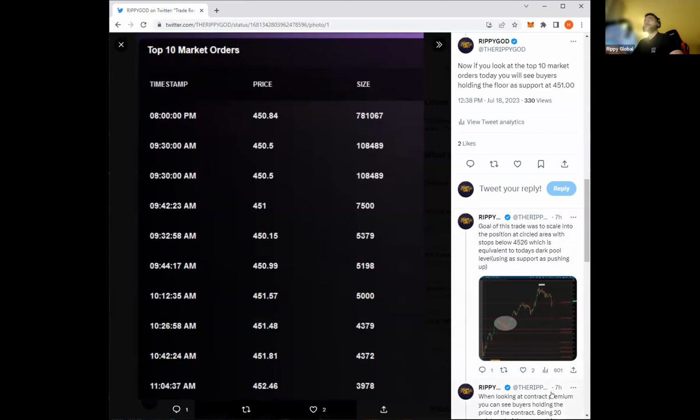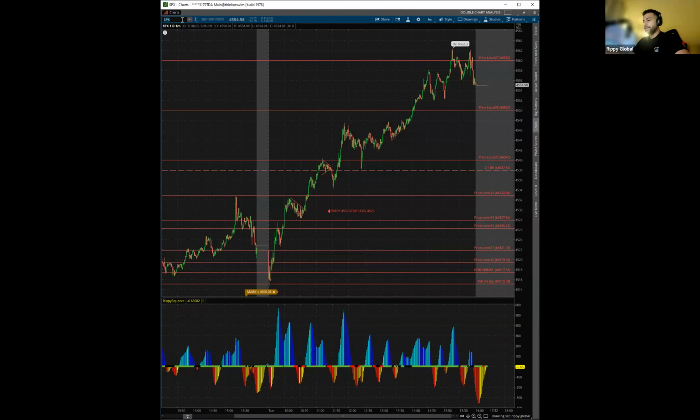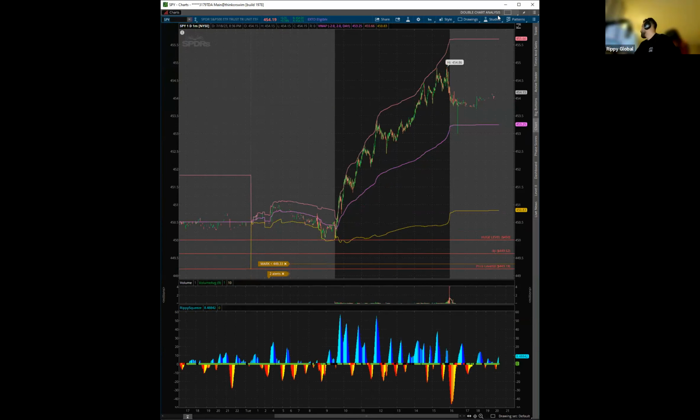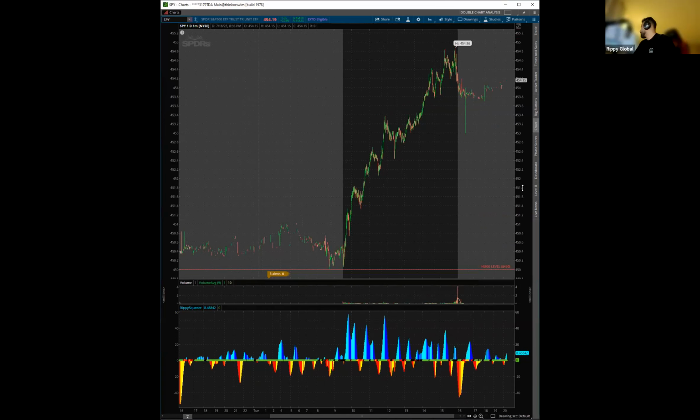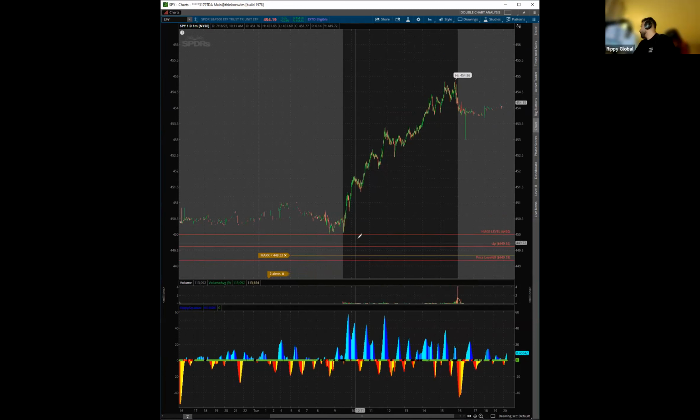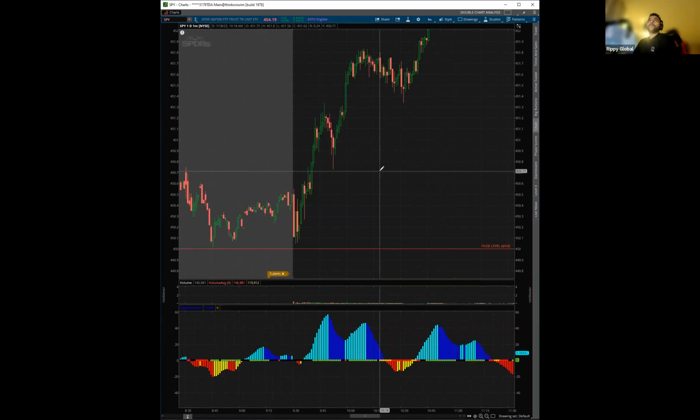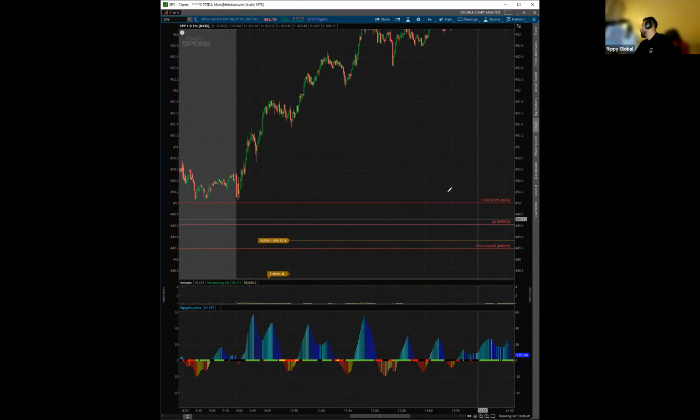When we go back to the chart, we look at SPY. Let's remove everything so you can see. As you can see right here, 450, huge level. And all morning, the levels that were being bought up were 451, 450.15, 451.8. These are large market orders, pretty much solidifying the support or the floor right here.